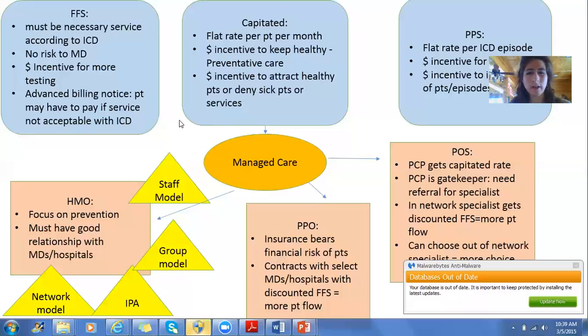So basically, I've got this little two-slide slideshow to break it down. It's confusing when you try to learn all the insurance, so I just break it down. It helps me because I'm a visual person.